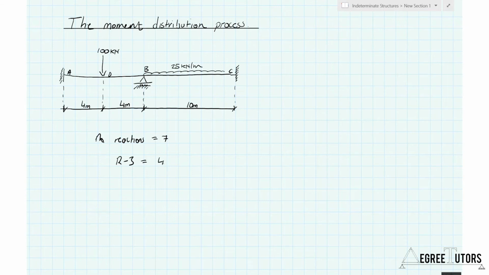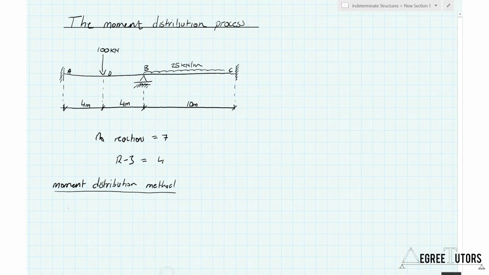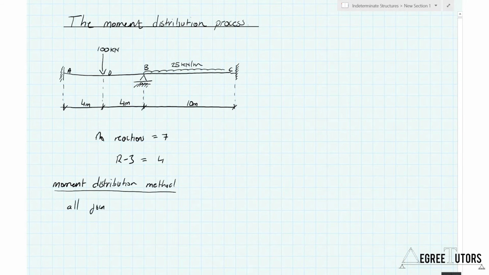So let's just throw a title down here. Moment distribution, the actual method itself. So we start off and we initially assume all joints fixed against rotation. Okay, so all joints are going to be fixed against rotation. Again, I'd encourage you to follow along with me and write out your own notes as I'm going. There's definitely some value in this.